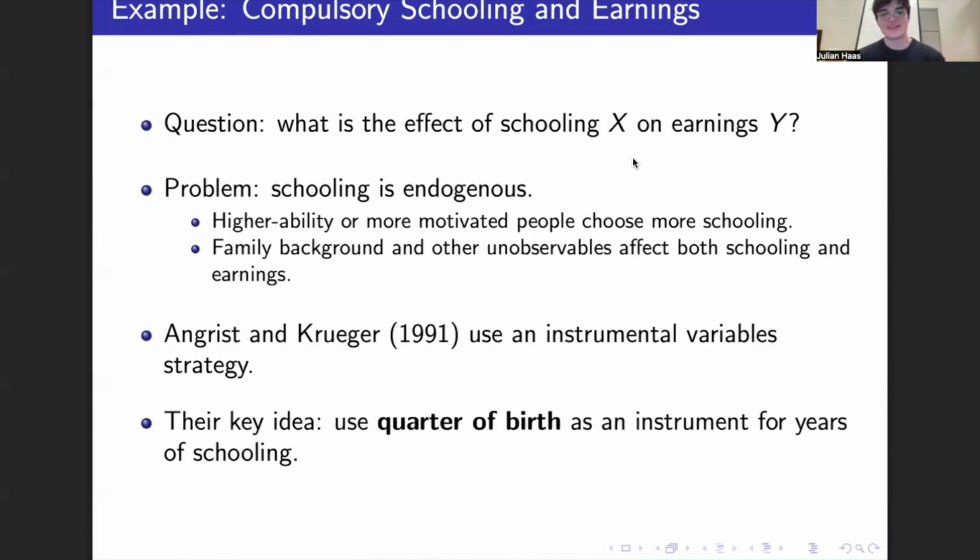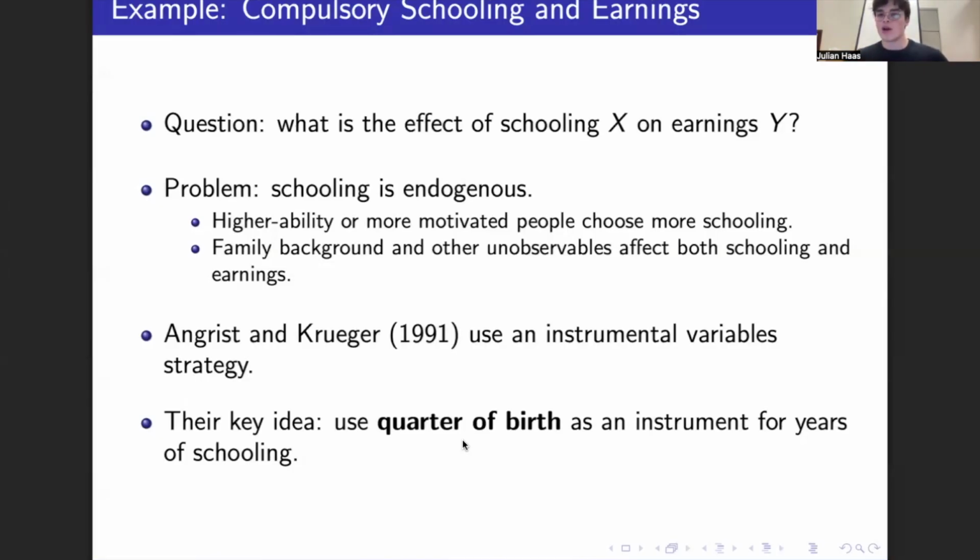I mean, the issue is that schooling is endogenous, right? Higher ability people, maybe more motivated people, are going to probably choose to do more schooling. Similarly, we may not observe some of the family characteristics or other unobservables that are almost surely going to affect schooling and earnings. And so Angrist and Krueger use an IV to instrument for years of schooling. They're going to use the quarter that somebody was born in.